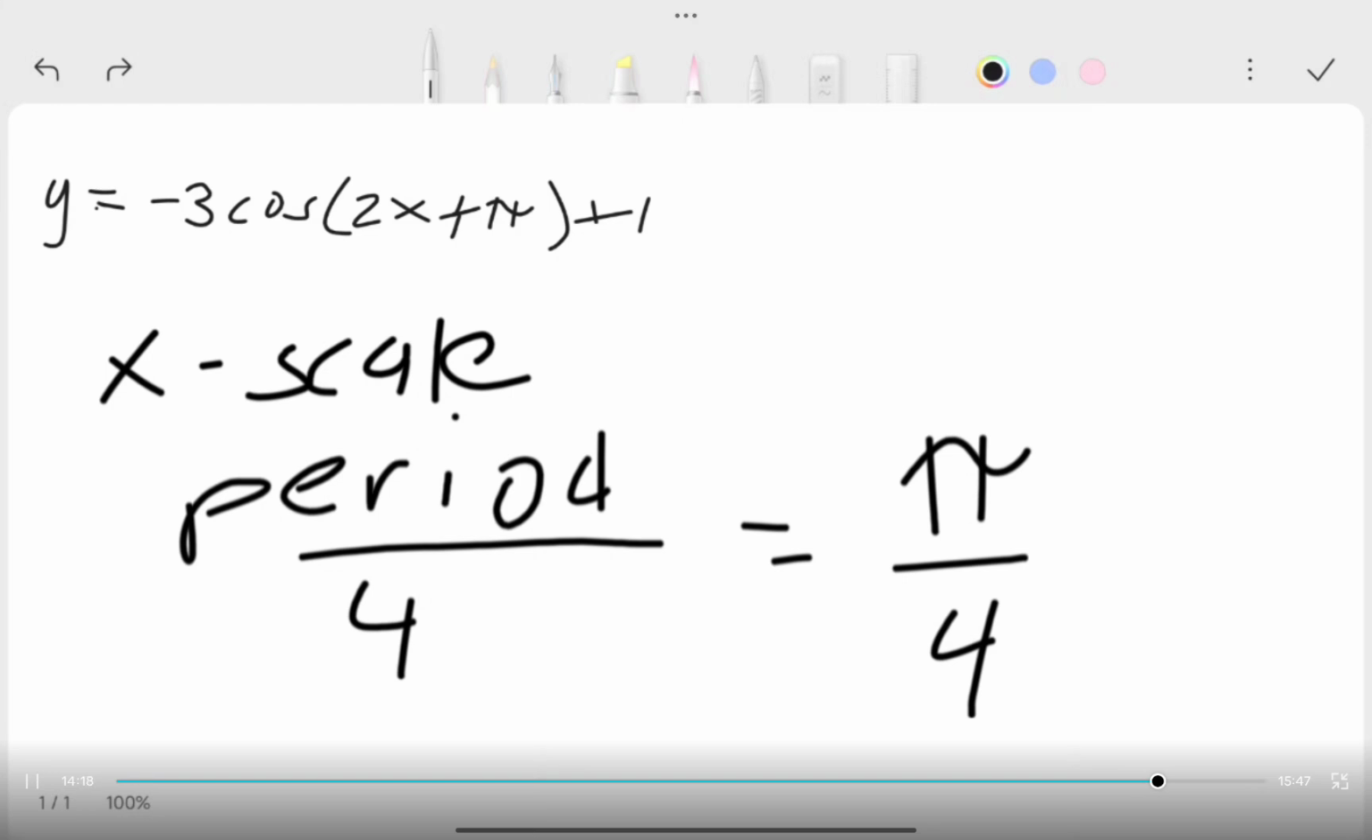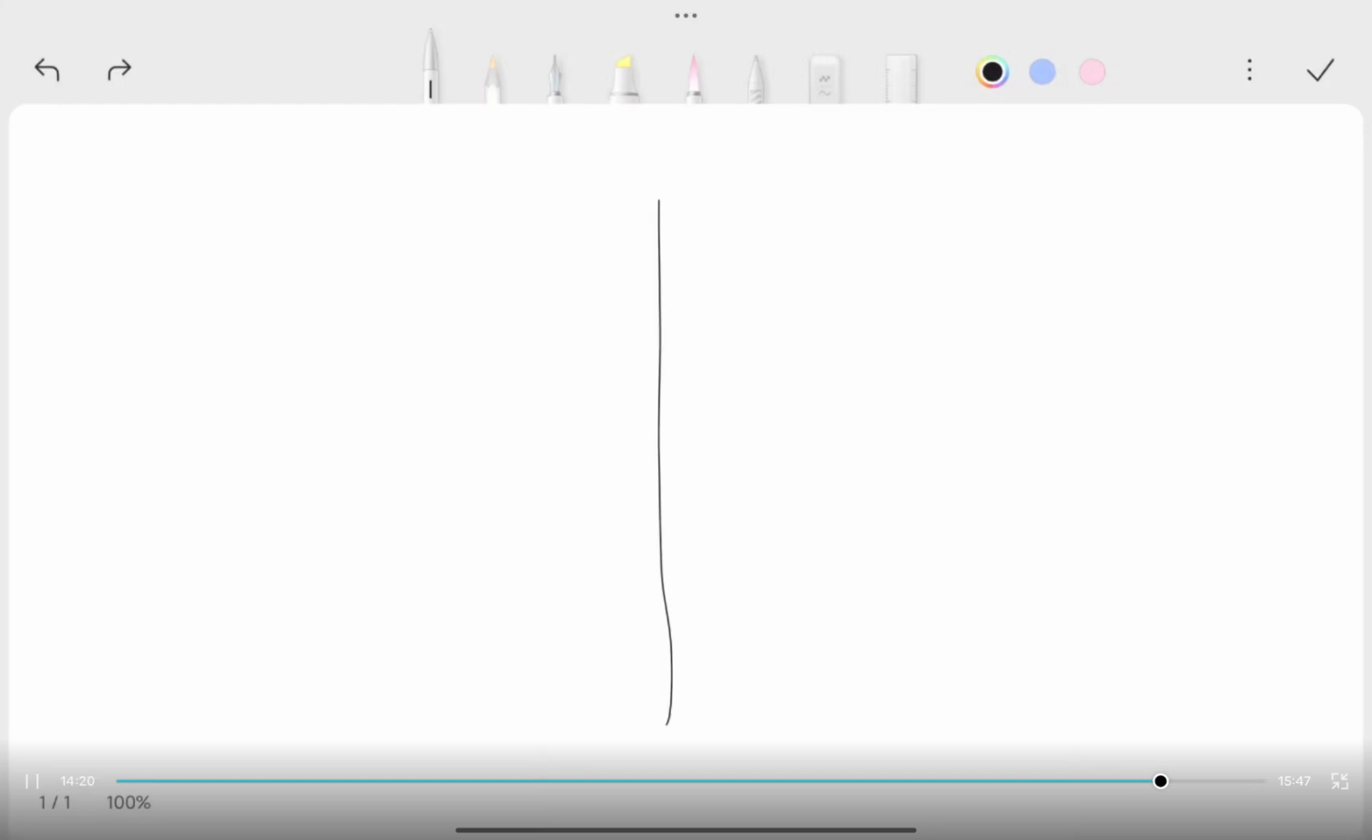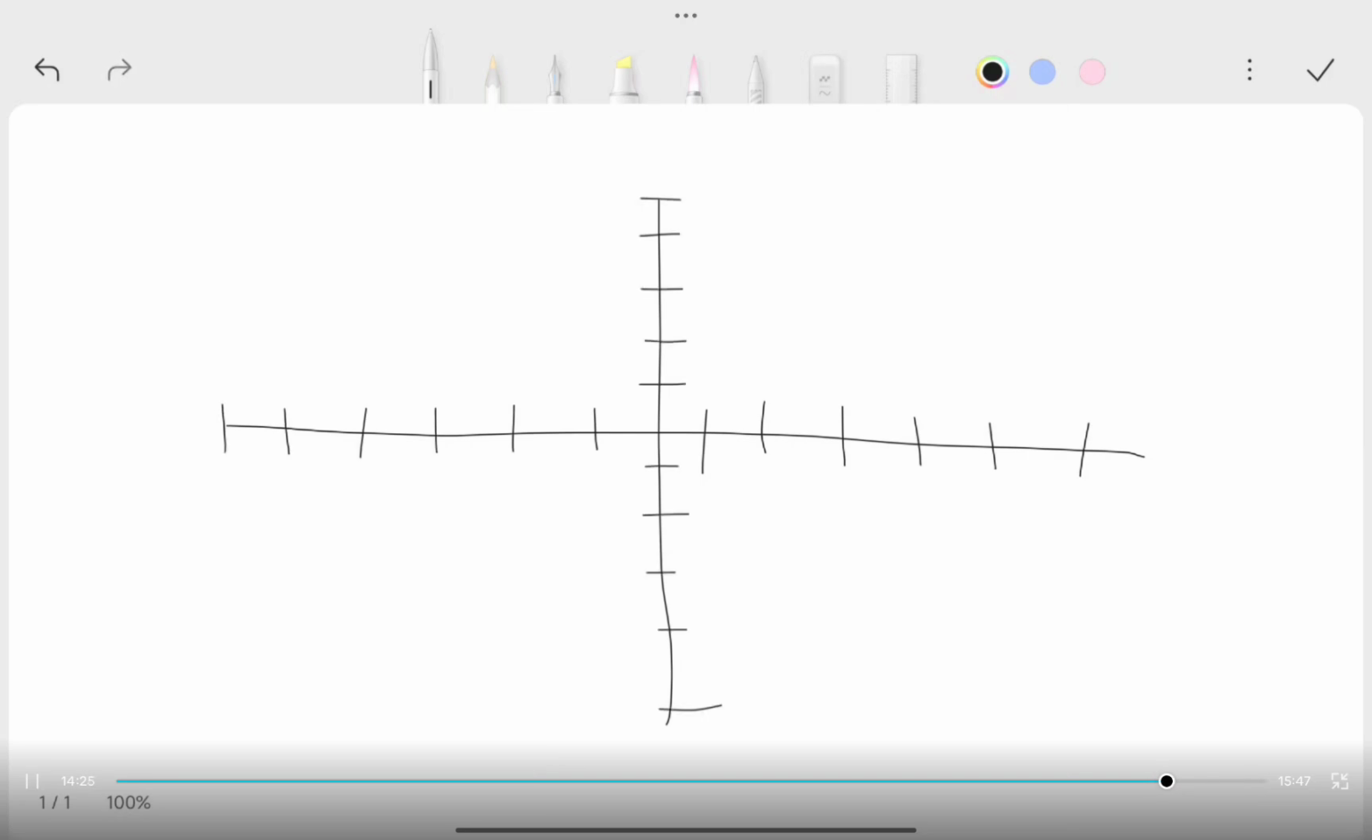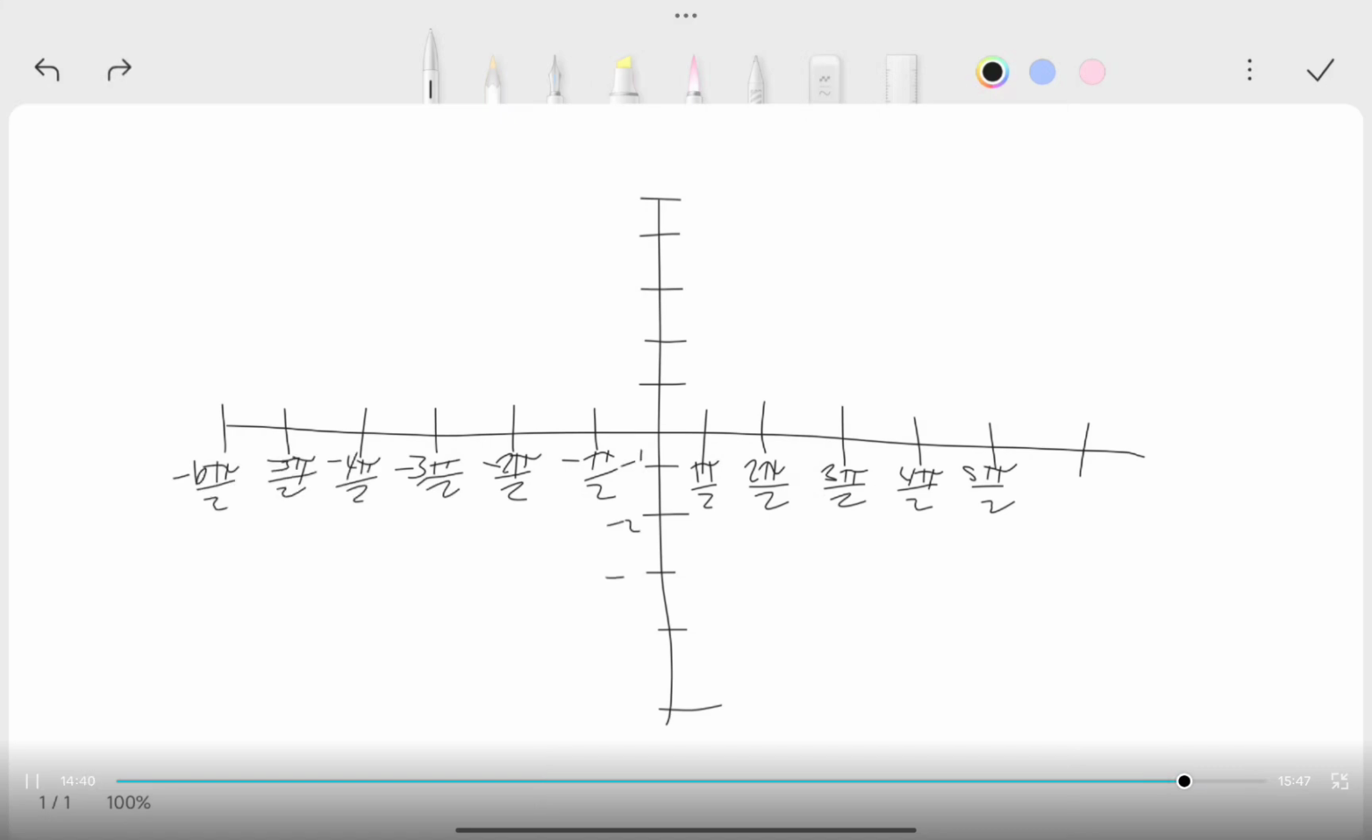Again, our x scale is pi over 4. So our graph is, let's plot the x scale first. Positive x scale and the negative x scale. And next is the vertical. So let's change the value because there was a part missing, which is the pi over 4.